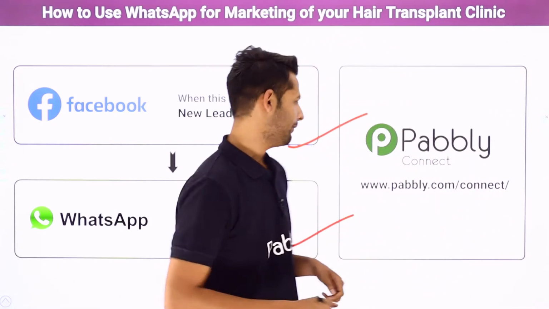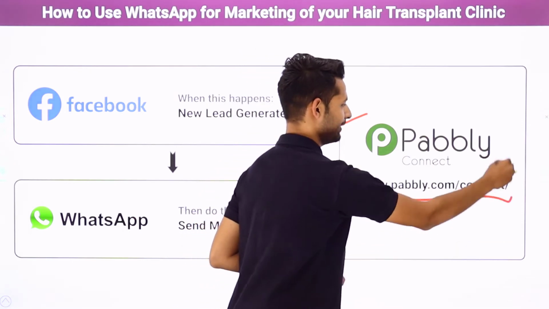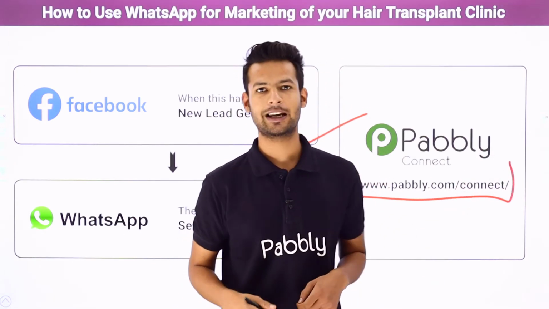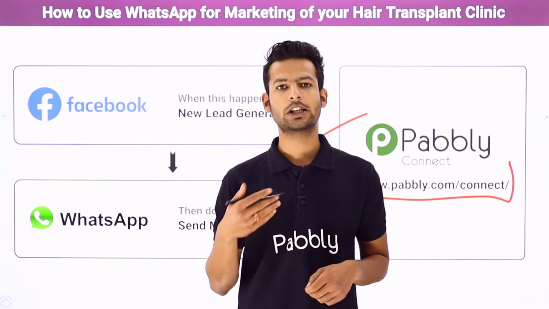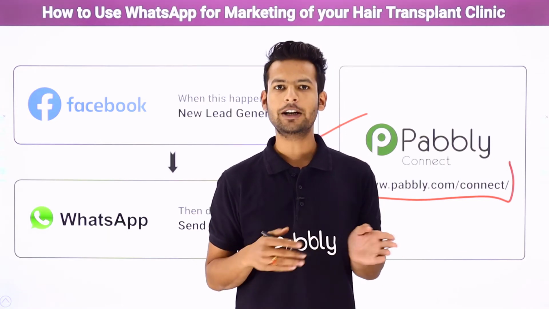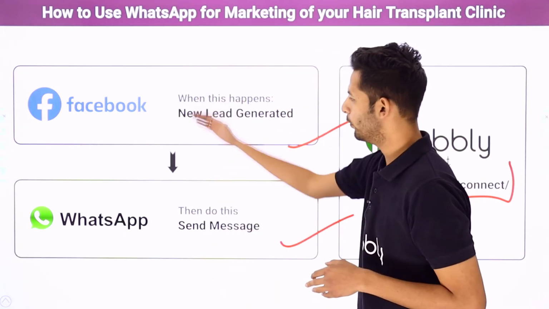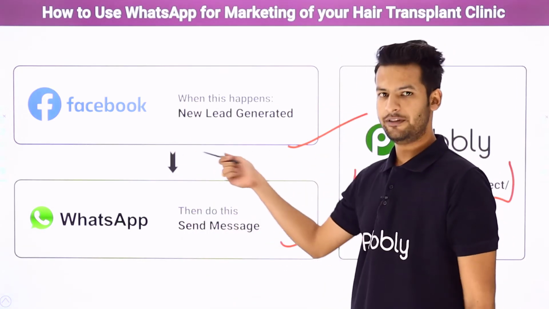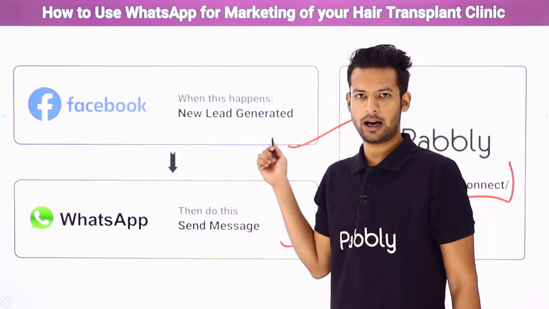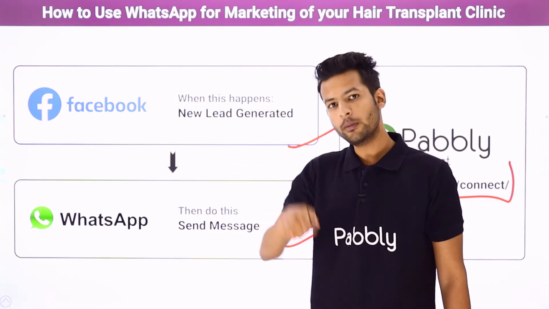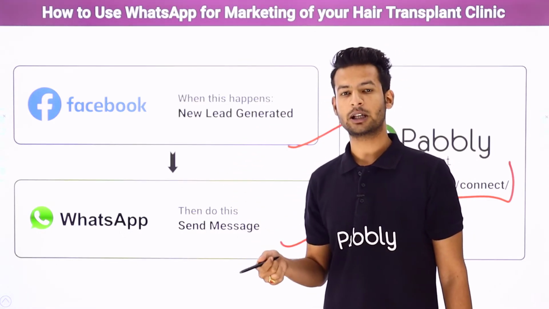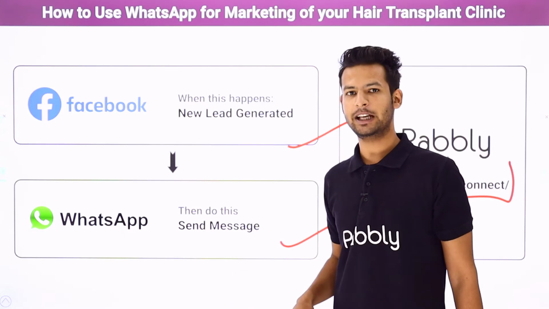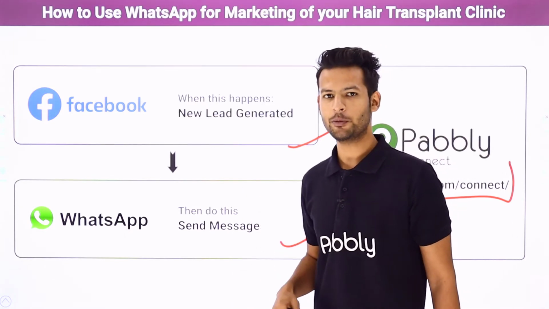Let me tell you. With the help of Pably Connect. Now you people will say, what is Pably Connect? So Pably Connect is an integration and automation software. What it will do is help us link both of these applications together so that every time a new lead is generated through our advertisement on Facebook, automatically on successful form submission, a WhatsApp message will be sent to that customer with the link of the brochure.